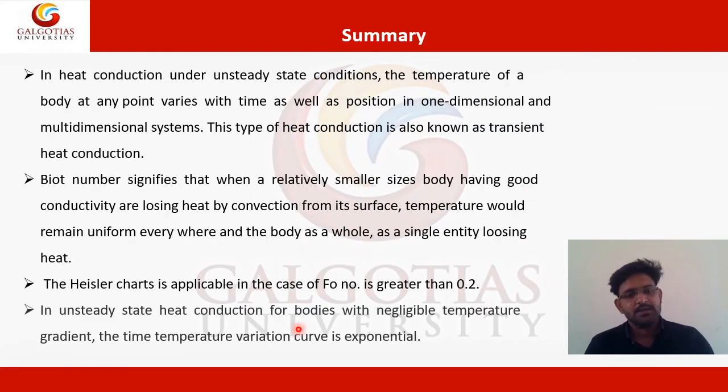Now let's summarize. In heat conduction under unsteady state conditions, the temperature of a body at any point varies with time as well as position in one-dimensional and multi-dimensional systems. This type of heat conduction is also known as transient heat conduction. The Biot number signifies that when a relatively small body has good conductivity or loses heat by convection from its surface, temperature would remain uniform everywhere and the body as a whole loses heat as a single entity. The Heisler chart is applicable in the case of Biot number greater than 0.2. In unsteady state heat conduction for bodies with negligible temperature gradient, the time temperature variation curve is exponential.